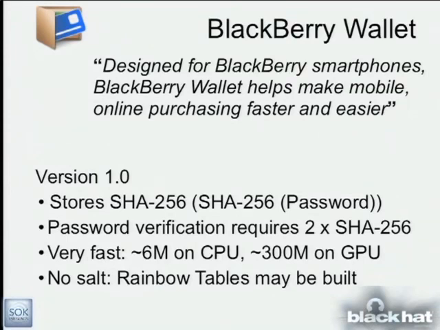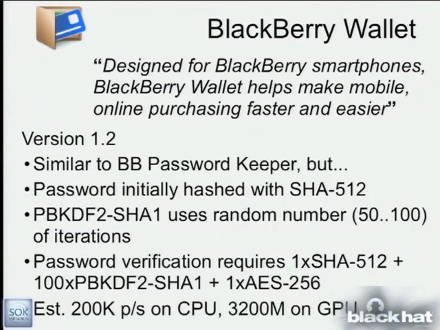6 million on CPU and about 300 million on GPU. This is very fast, and I'm not sure why Research in Motion did this. Again, there is no randomness, no salt involved, so if you really want to do this fast, you can always build rainbow tables for this particular type and recover passwords in minutes and seconds. Version 1.2 was a little different.